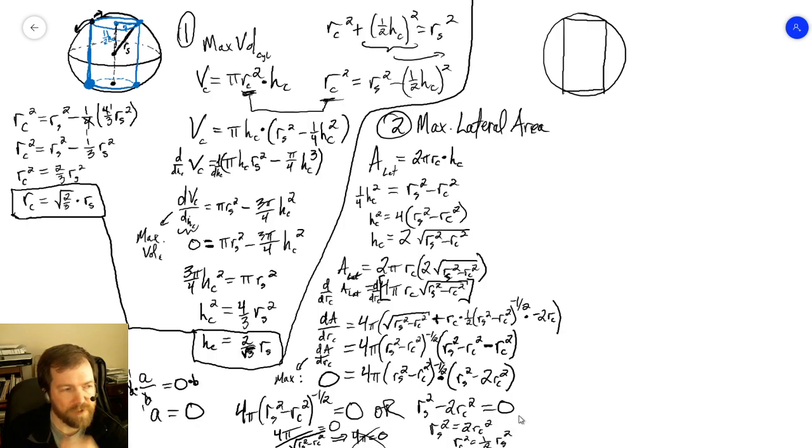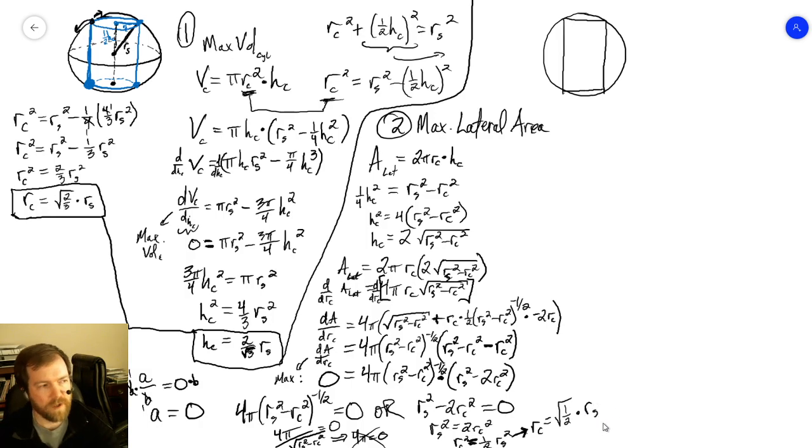I am moving stuff around, so apologies if you're not used to it. I typically put the variable we're looking for on the left as much as possible. And a equals b implies b equals a. So we'll do that too. So rc is going to be equal to the square root of 1/2 times the square root of rs squared, which is going to be rs. And again, we're assuming that all of these are positive because they're real distances. So that's how that's going to work.